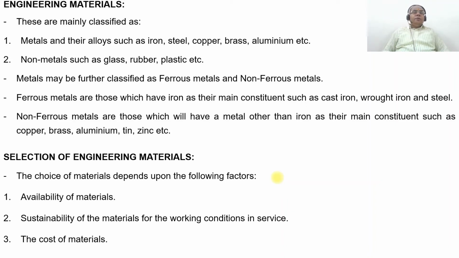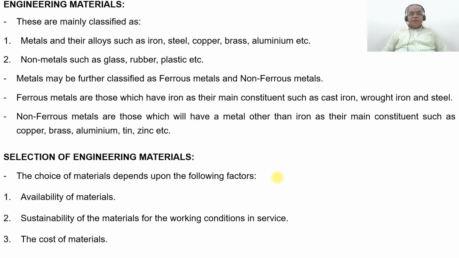So in this video, we are going to discuss engineering materials. These are mainly classified as metals and their alloys, such as iron, steel, copper, brass, and aluminium. And of course, the non-metals like glass, rubber, and plastic.